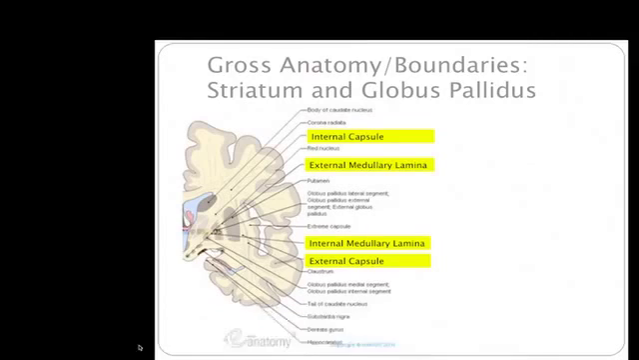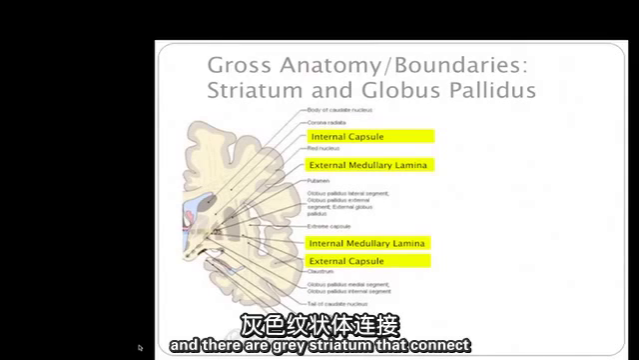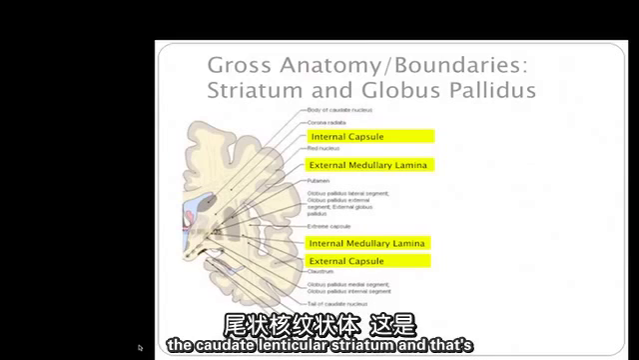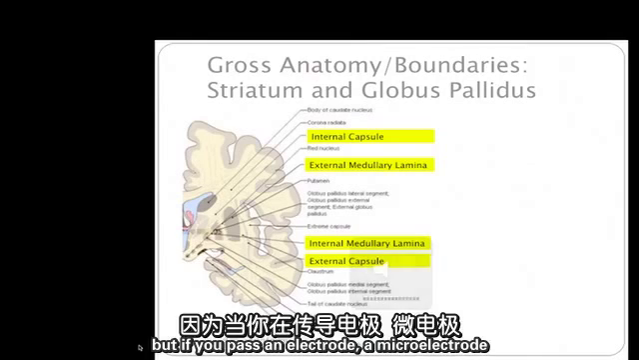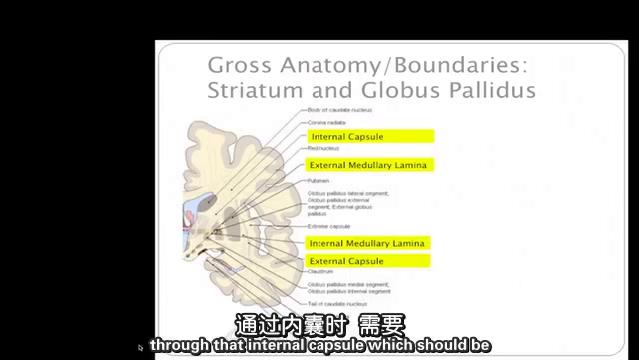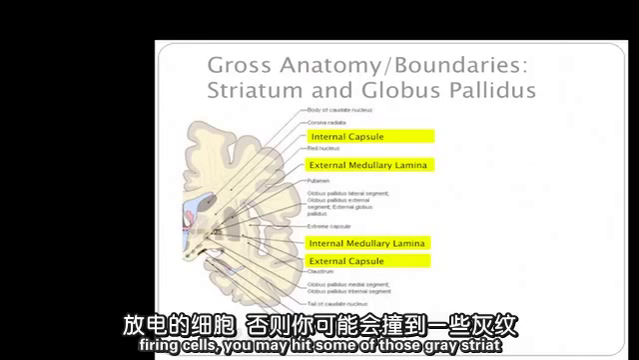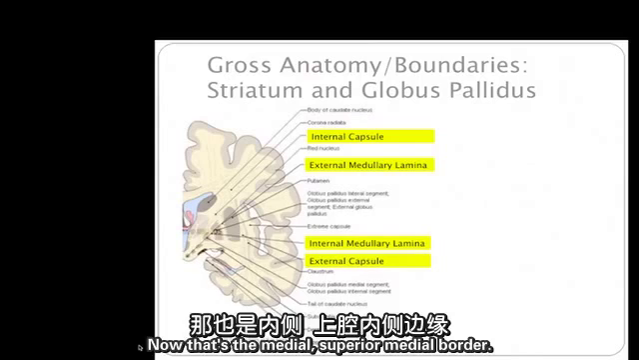What you should appreciate is that these aren't completely separate structures, and there are gray striae that connect the caudate and putamen, called the caudato-lenticular gray striae. That's important to know because as you do recordings, and we'll talk about recordings later, if you pass a microelectrode through that internal capsule, which should be completely silent because there should be no firing cells, you may hit some of those gray striae and might see some activity from those cells. Now, that's the superior medial border.